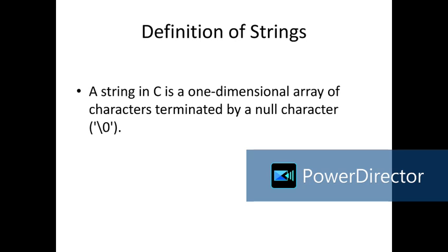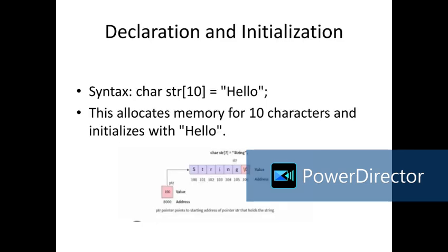Now that we have defined what a string is in C, let's explore how to declare and initialize strings in your code, a foundational skill every C programmer must master. Declaration and initialization. Declaring and initializing strings in C is quite straightforward. Let's look at this syntax.